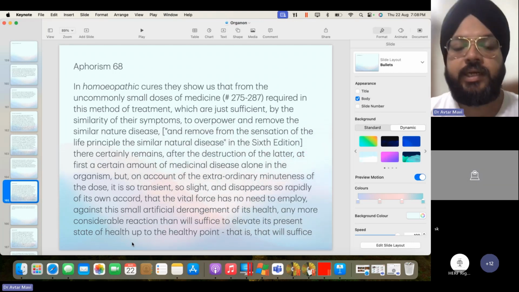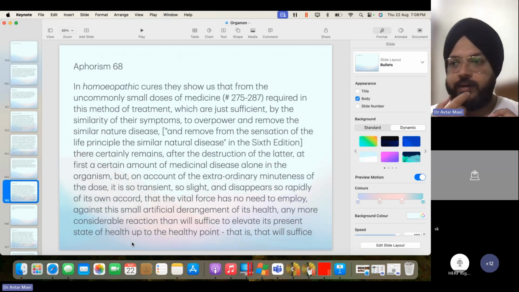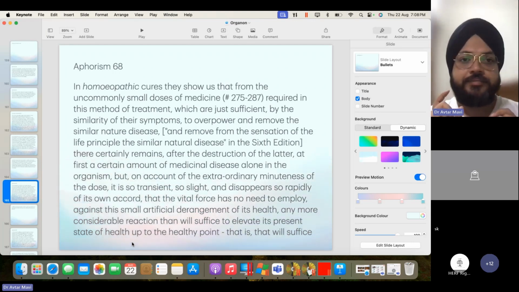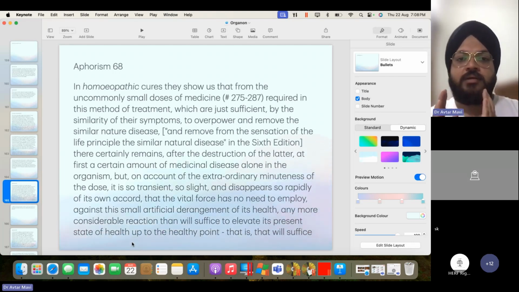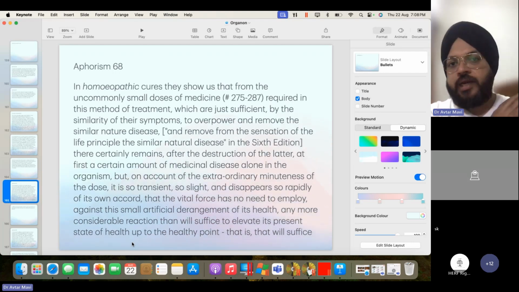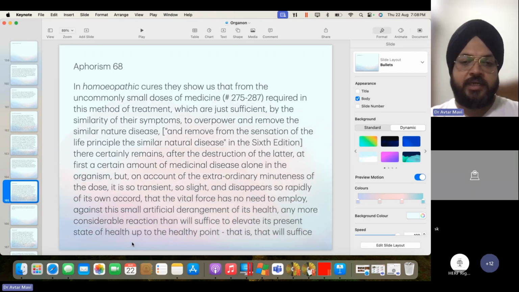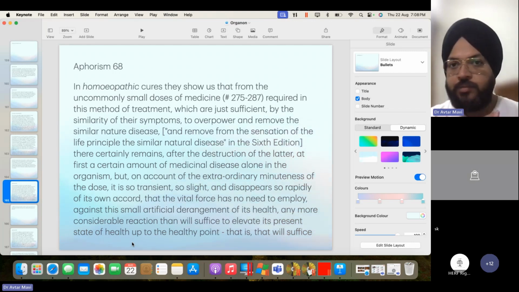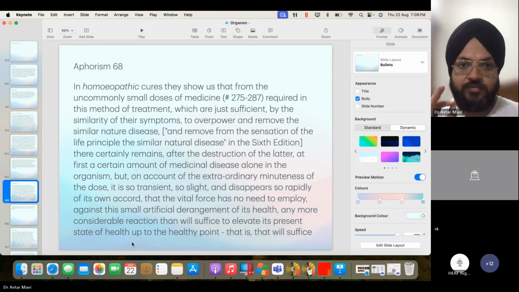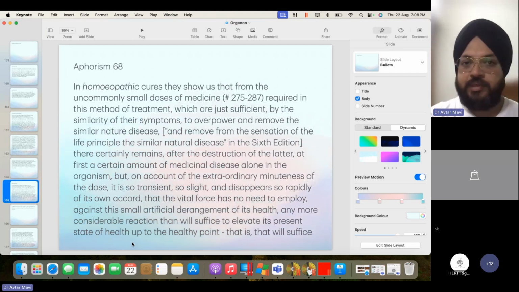So in this aphorism Dr. Hahnemann is basically trying to tell us that once you have given a dose of a medicine, it has replaced itself in the place of the natural disease. So the natural disease is removed. Only the medicinal disease remains after that. And even the medicinal disease will not keep on increasing. No, it will keep on diminishing on its own, because every medicine has a diminishing action on the body. Any medicine which you are taking, the action of the medicine will diminish.